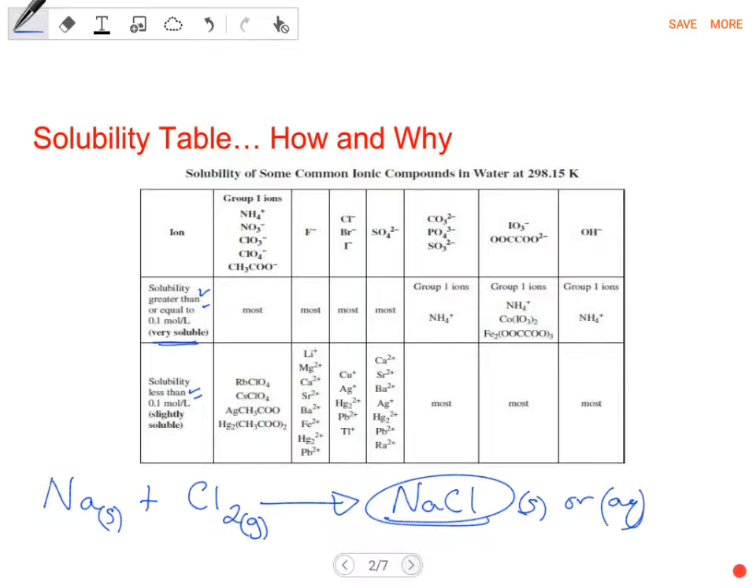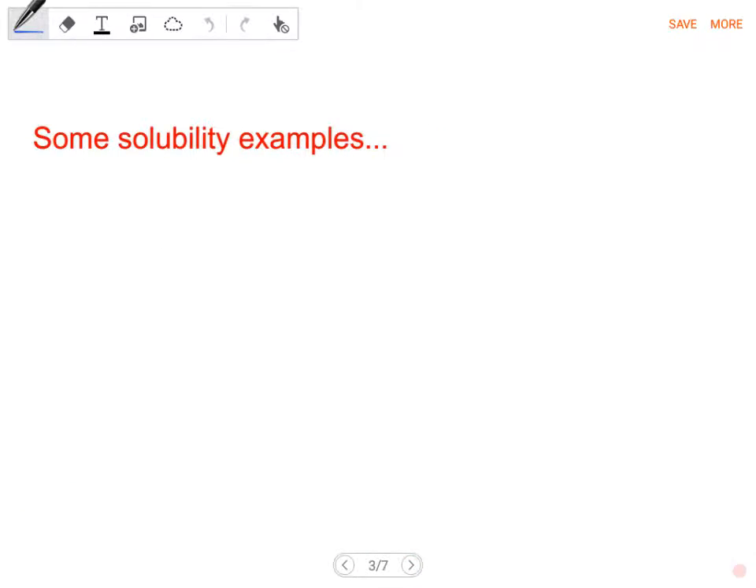Okay, let's move on. I'm going to give you some basic examples here, and I'm going to ask that you have your table in front of you and help me along with this. So let's try AgCl. Now, you're like, well, how the heck do I use this table? It actually isn't too hard once you get the hang of it. What you do is you always look for the negative ion. So step 1, look for the negative ion.